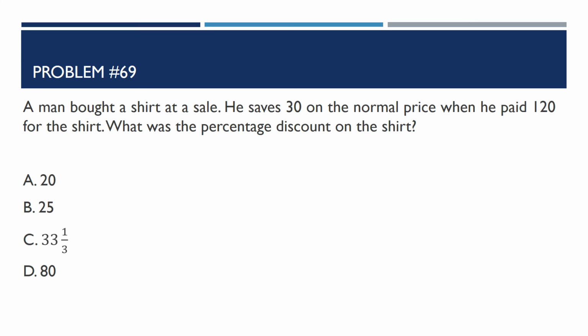Number 69. A man bought a shirt at a sale. He saves 30 on the normal price when he paid 120 for the shirt. What was the percentage discount on the shirt? So let us know the answer. The answer for this is 20 or 20%. So how do we get this answer?